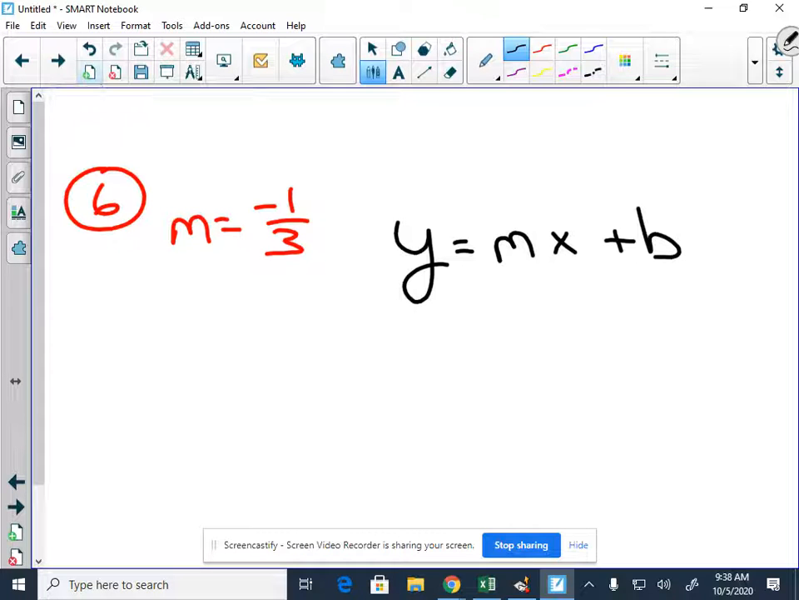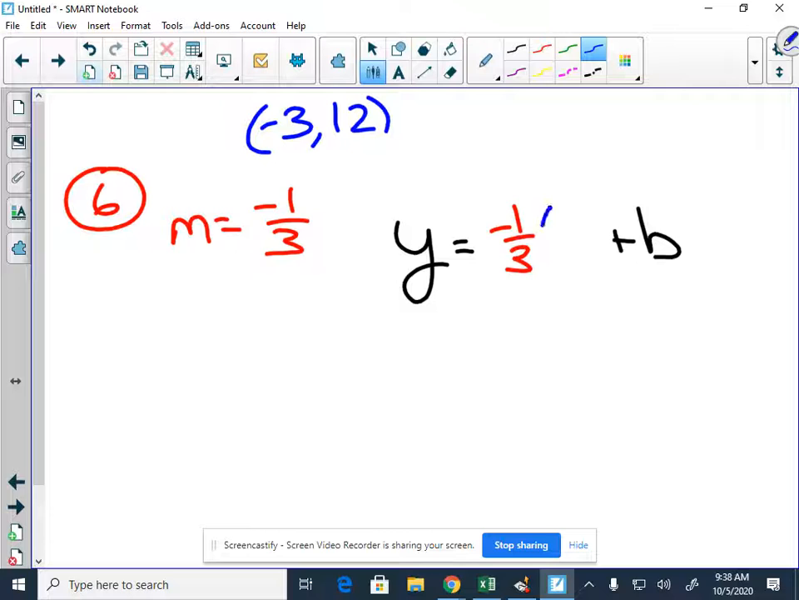We fill in everything we can. So the slope is negative 1/3. They've given us an x and a y. So instead of x, what can I put in? Negative 3, because that's the x. Instead of y, what can I put in? 12. Okay, now we got to try to solve this to get b. We're trying to write an equation. This is what you're going to have to do in number 5. That's one you're going to work on your own.